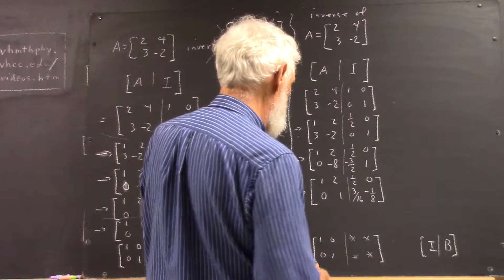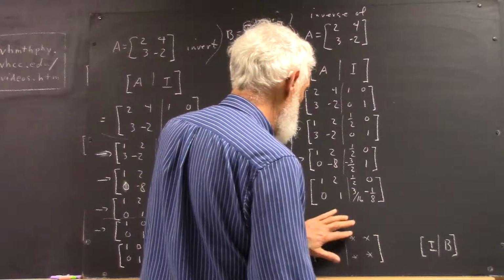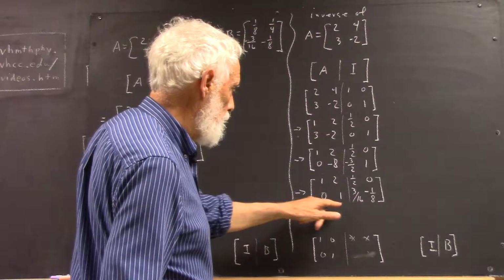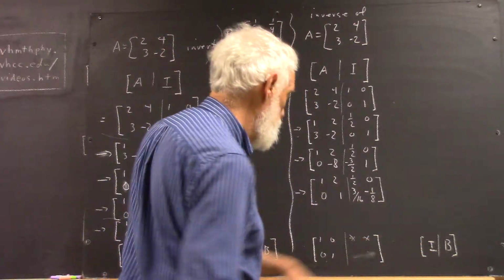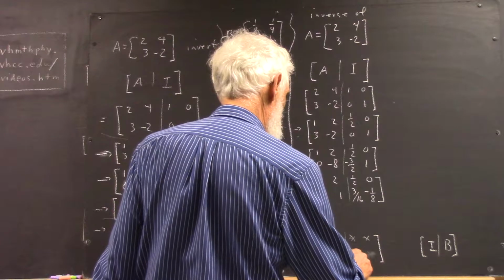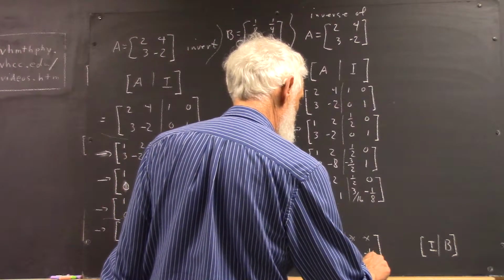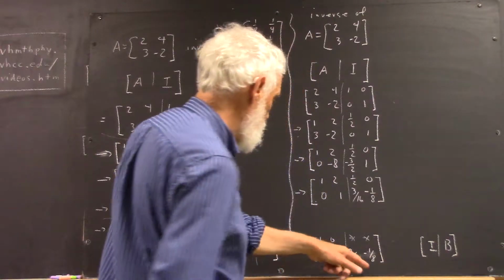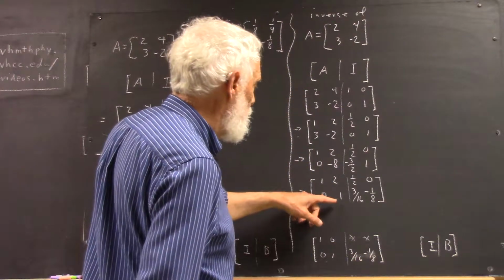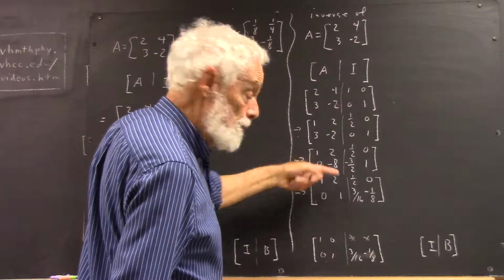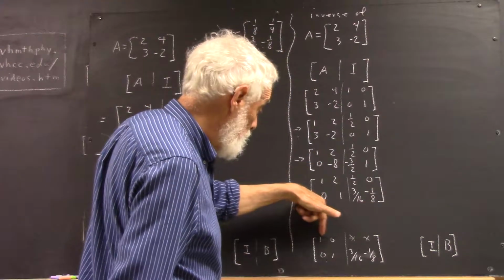So my second row is already locked in. I've already got my 0, 1 here, so I've got that part of the identity. So I've still got my 3/16 and my negative 1/8 here. So that row's the same as it was, but I'm going to then multiply negative 2 times every number in this row and add to the first row to get my 1, 0 here.